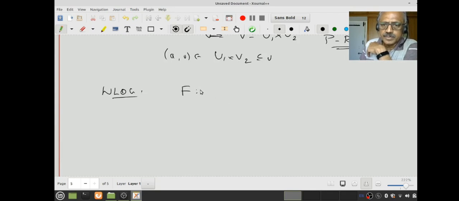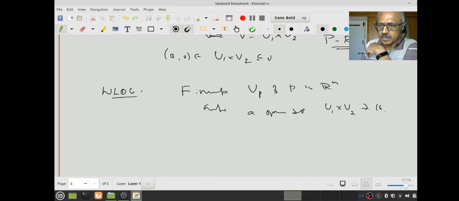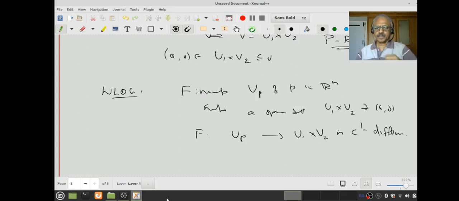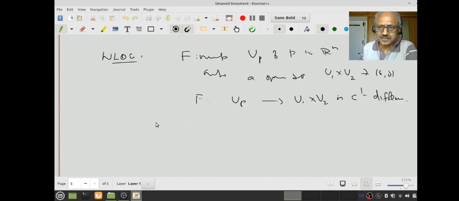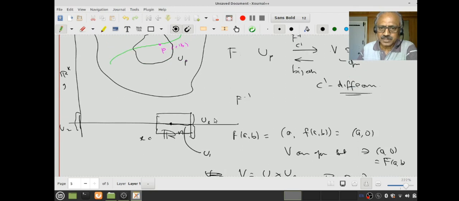We can assume F maps a neighborhood UP of P in Rn onto an open set of the form U1 cross U2 containing A comma 0. This is a diffeomorphism. So from UP to U1 cross U2 is a C1 diffeomorphism. This is all out of the inverse function theorem. Now we are ready to cook up G. That's it. Look at the geometry, you will see how easy it is.